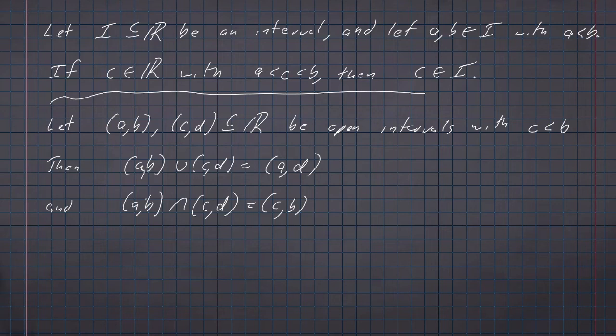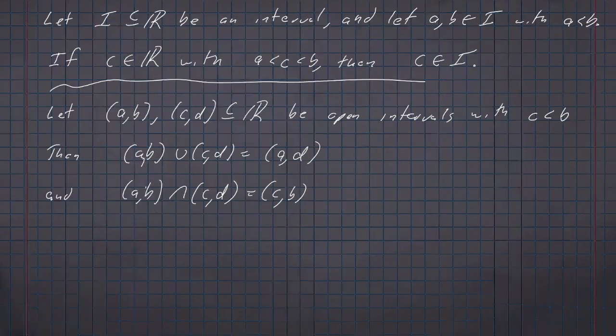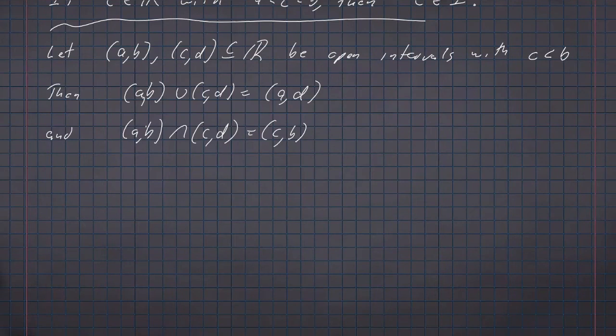And given that structure, if you take the union of the two intervals, you will get a larger interval, in this case, the interval from A to C. And if you take the intersection, you'll get kind of the smaller interval. As I said, the formal proof of these two claims is provided in the printed notes. I encourage you to take a look at it to see what it takes.